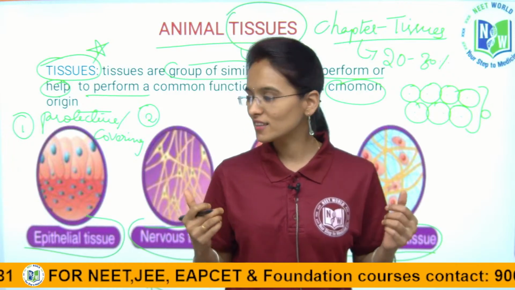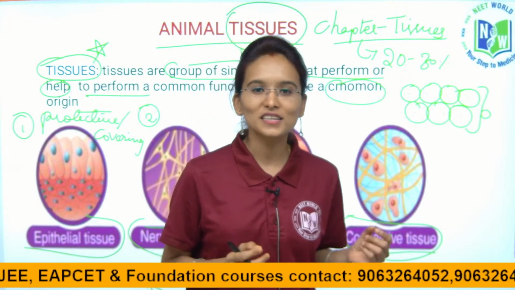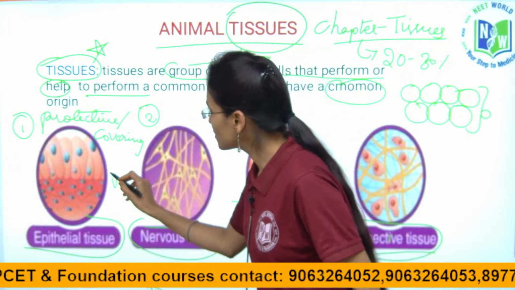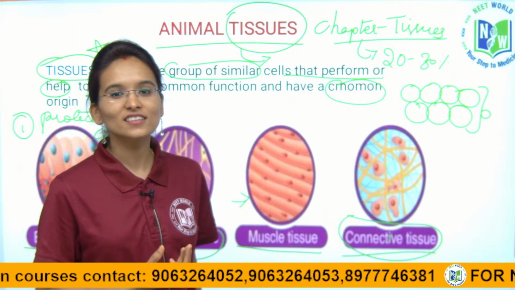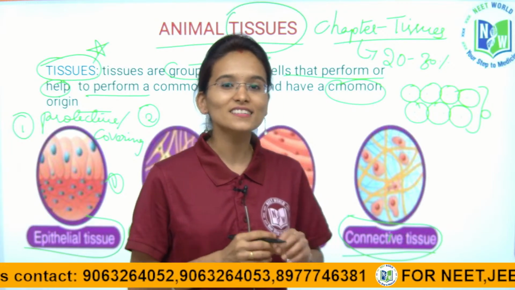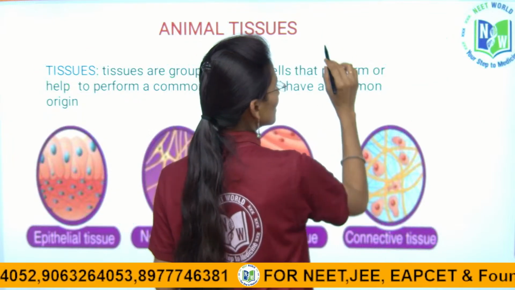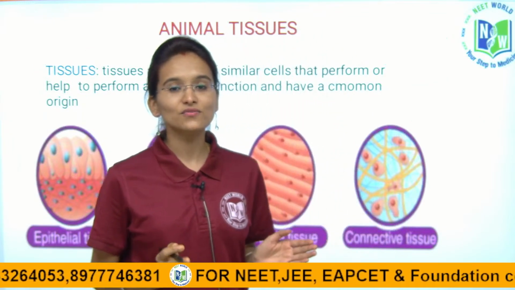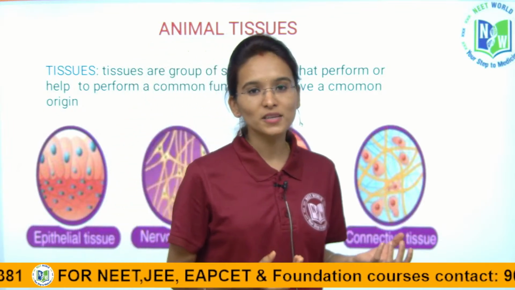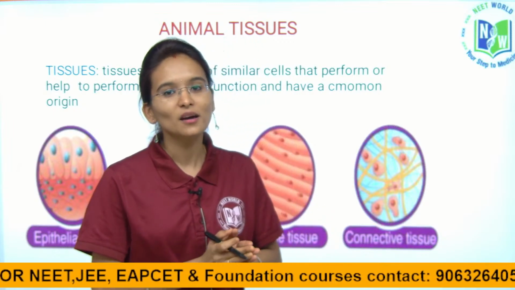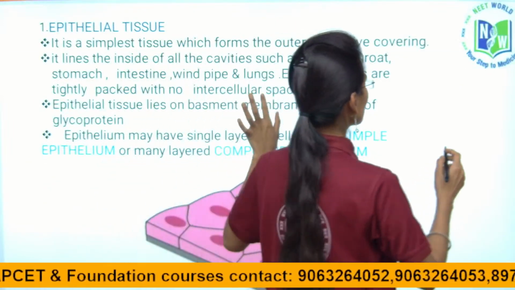So, these are the 4 different types of tissues we are going to study in today's session. Firstly we are going to focus mostly on the epithelial tissues, its classification, its location as well as its functions and some important diagrams. Students, I suggest that whenever you study the chapter tissues, first understand its location. When the location becomes easy, then you can easily learn the functions of that tissue.